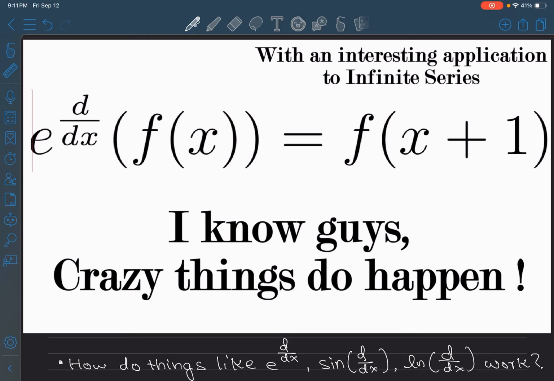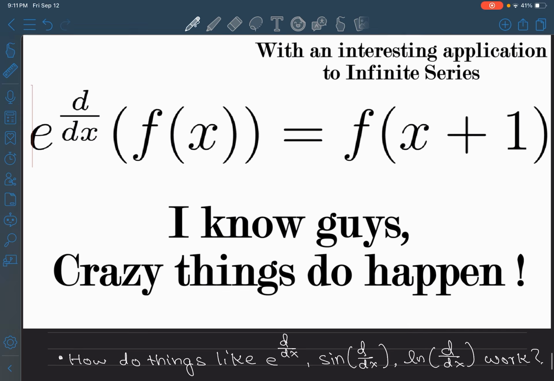I know, guys, crazy things do happen. So on the screen, there's something we might have never imagined, right? There's this operator d over dx in the exponential of e, and that's a big operator which is operating on f(x). And the result is something really simple, just f of x plus 1. And this is actually true, guys.